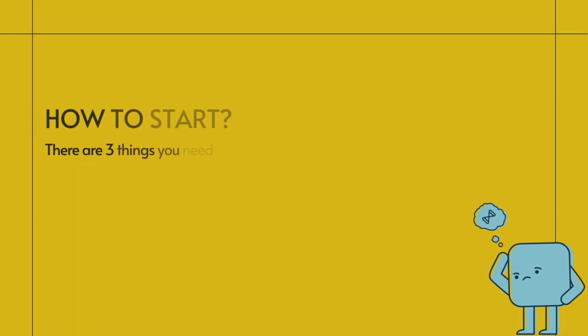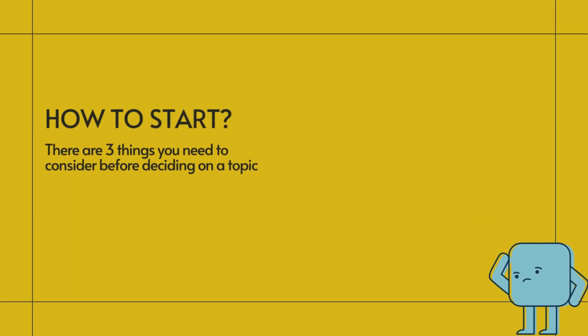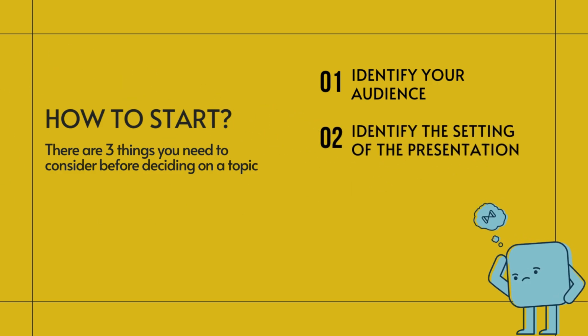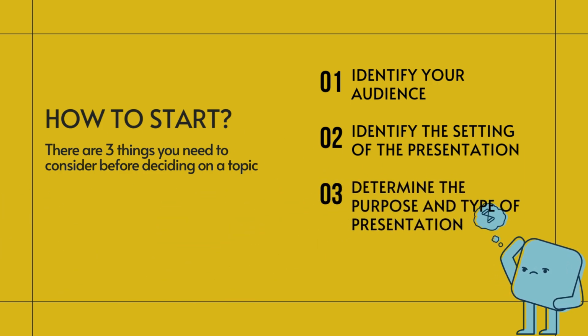Before you decide on a topic, there are a few things that you need to consider. Number 1, who will be your audience? Number 2, the setting of the presentation. The setting includes the duration of the presentation, the venue, and if there will be any visual aids required. Then, determine the purpose of the presentation and decide on how you want to deliver your presentation.